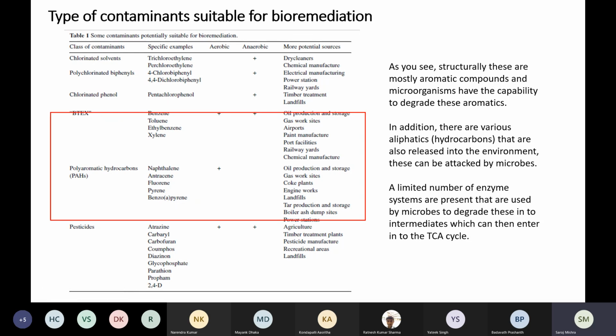But they can be removed through microbial bioremediation. Why? Because structurally these are mostly aromatic compounds, and microorganisms have the capability of degrading such aromatics. In addition, there are various aliphatic hydrocarbons which are also released into the environment, and they can also be attacked by microbes. By aliphatics, we mean simple linear hydrocarbons like methane, propane, butane. All of these are not aromatic compounds, they are aliphatic hydrocarbons. They can also be attacked by microbes because there are methanotrophs which can use methane, and they can also use propane and many other hydrocarbons.